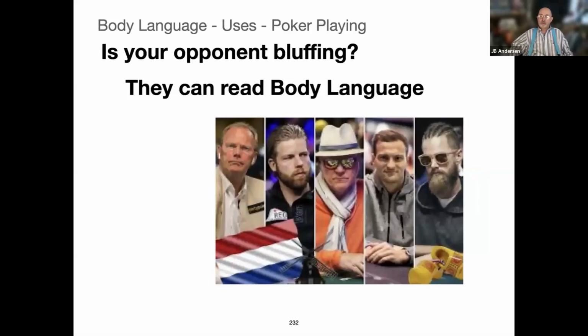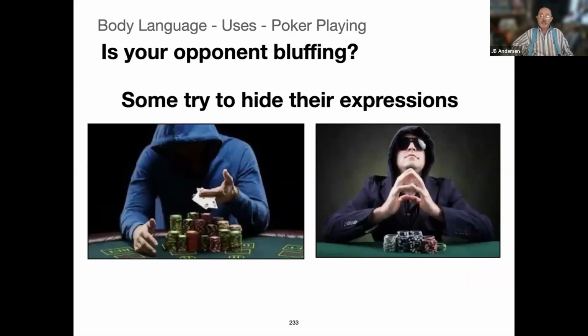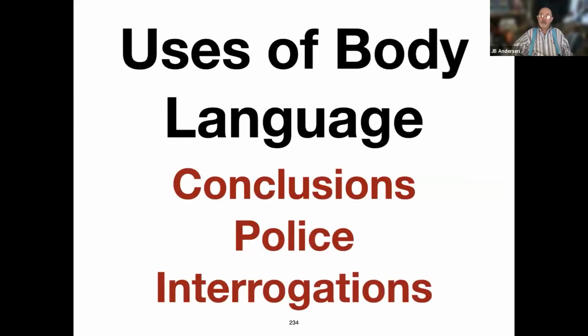With poker, is this person bluffing? And I need to be able to know that. Some people try to hide the body language they're giving out from others at the table. They'll wear a hoodie and look downward, such as here, or glasses, so you can't see their eye movement, etc. And so poker champions, the reason they're frequently among the same group of people is because they're very good at reading body languages.